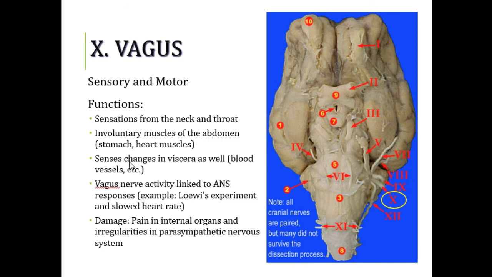So really the point here is that the vagus nerve is strongly tied to autonomic nervous system responses, not just central nervous system responses. This is what I was saying at the beginning of the lecture, that the vagus nerve kind of is an exception to the rule, and it is very, very important. So damage to the vagus nerve will cause pain in internal organs or irregularities in the parasympathetic nervous system. And you can see the vagus nerve right here.